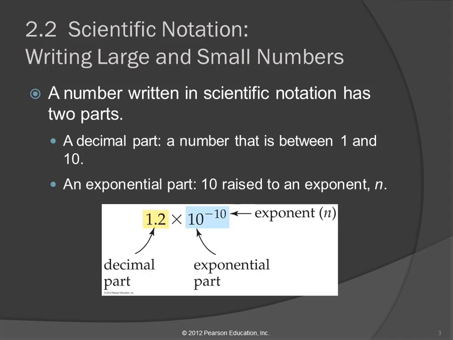So the decimal part is going to be 1 or greater, but less than 10. So it's going to be one non-zero digit, and then it may have a decimal point and some other stuff. So it could be 9, it could be 8.4372, it could be 1, but it can't be 0.9 or 10.7, okay? The exponent here is always going to be a whole number.